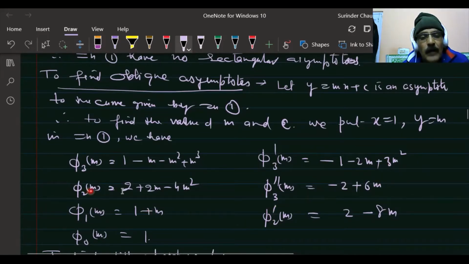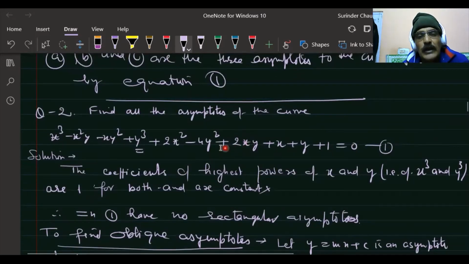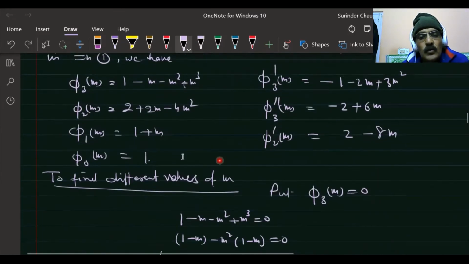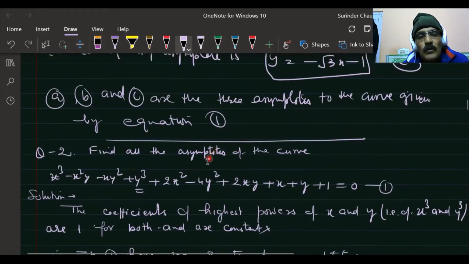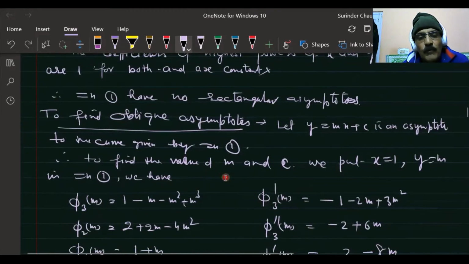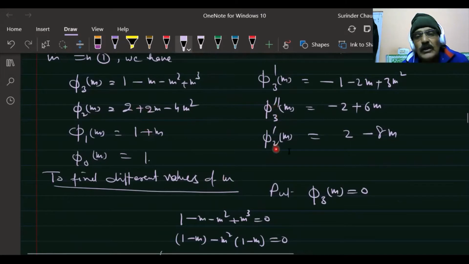Similarly, phi 2 of m, putting x equal to 1 and y equal to m in the second degree terms, is 2 minus 4m square plus 2m. If we differentiate this, we get 2 minus 8m plus... Now phi 1 of m is 1 plus m, and phi 0 of m is minus 1.